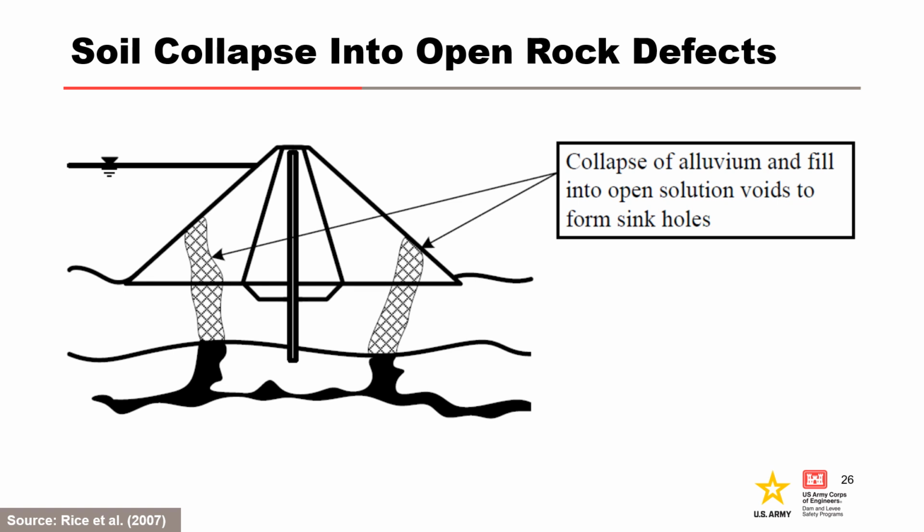If the barrier is installed too shallow and continuous open rock defects pass beneath the barrier, collapse of the embankment fill and underlying alluvium can also occur, leading to sinkholes manifesting on the upstream or downstream slopes. In addition to this example of the flow path bypassing the barrier vertically, it is possible that the flow path could bypass the lateral extents of the barrier.